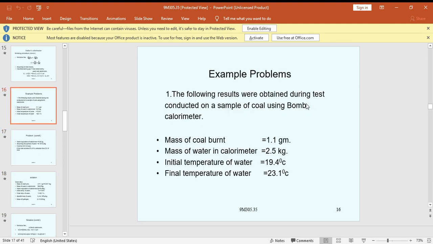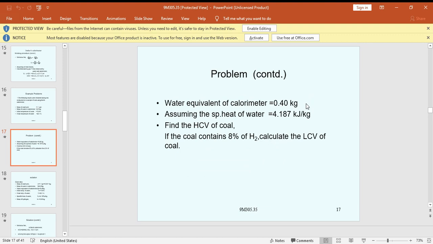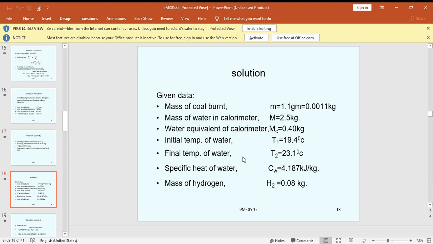So once again, the following results are obtained during the test conducted on a sample of coal in a bomb calorimeter. Mass of coal is 1.1 gram and mass of water in the calorimeter is 2.5 kg. Initial temperature of water 19.4 degrees centigrade. Final temperature of water is 23.1 degrees centigrade. Water equivalent of the calorimeter 0.04 kg. Assuming a specific heat of water 4.187 kilojoule per kg. Find the HCV of the coal, and if the coal contains 8% of H2, calculate the LCV of the coal. So with all the data, you can find the HCV.